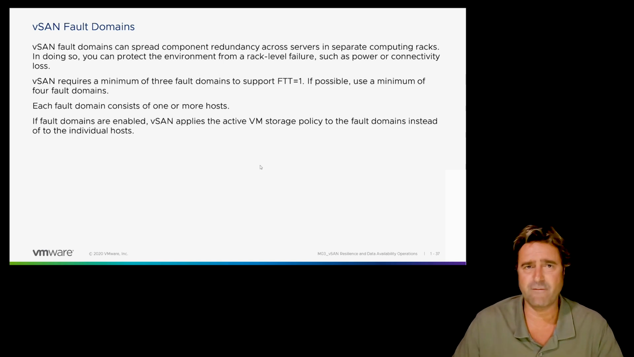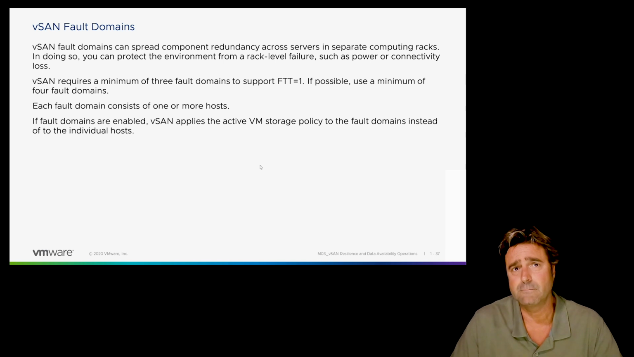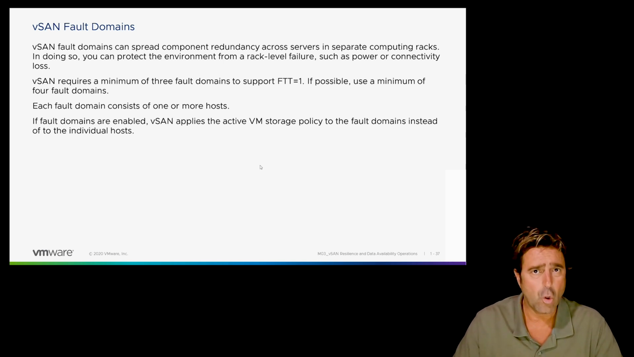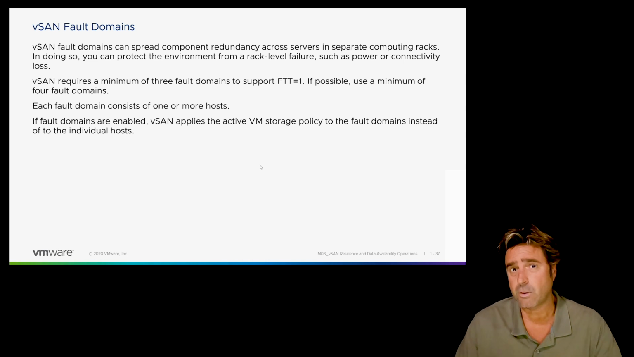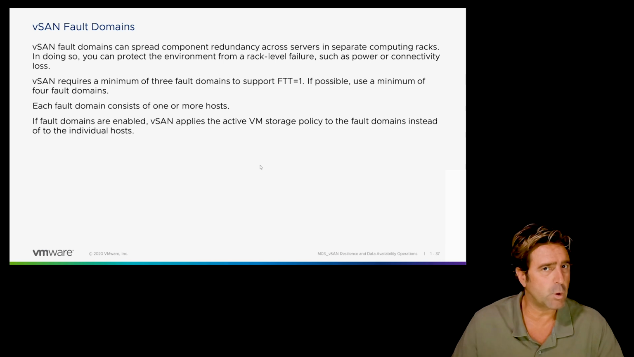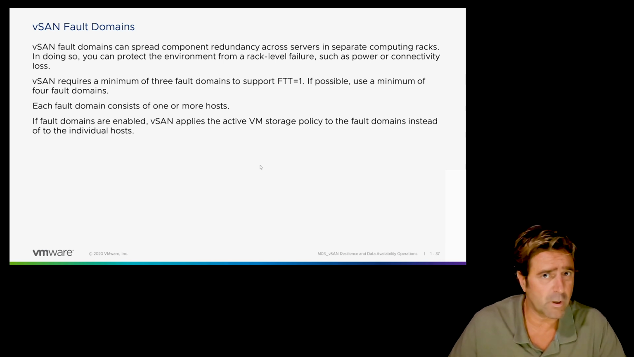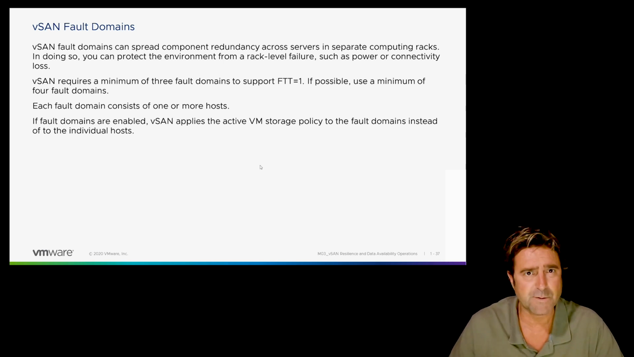So when you look at this page at the very top, notice it says vSAN fault domains can spread component redundancy across servers in separate computing racks. So once again, this feature is making vSAN rack aware. Notice it says vSAN requires a minimum of 3 fault domains to support FTT1. Once again, you need to have either 3 implicit fault domains, meaning 3 ESXi servers on their own, or you would need to have 3 groupings of hosts. But again, we're talking about 3 explicit fault domains in that case.